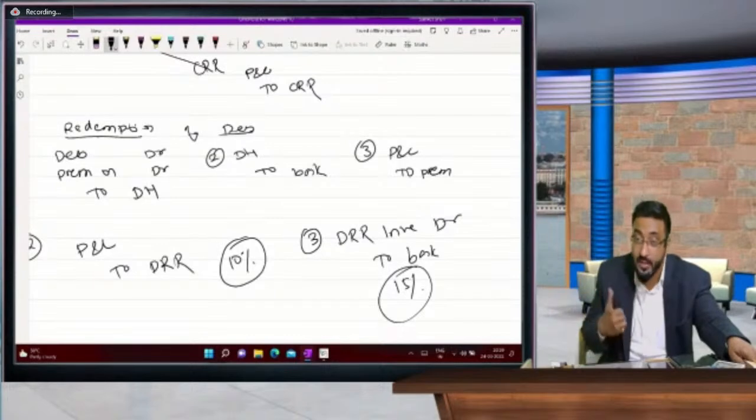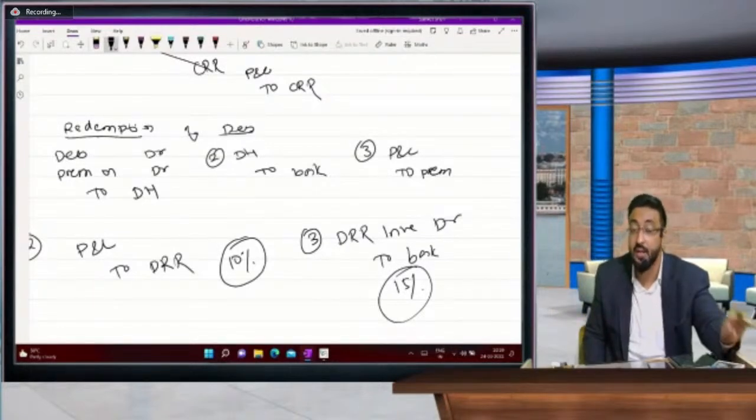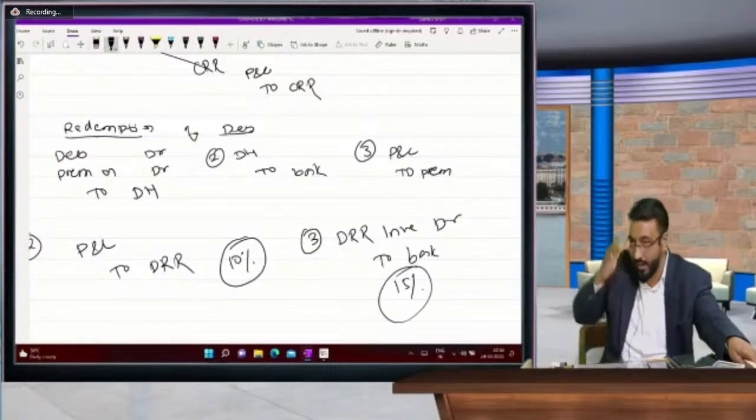Try to solve these questions on your own by using tick-ticky technique. Tick-ticky is very important. And try to solve all questions. And I will give you TYK questions also.